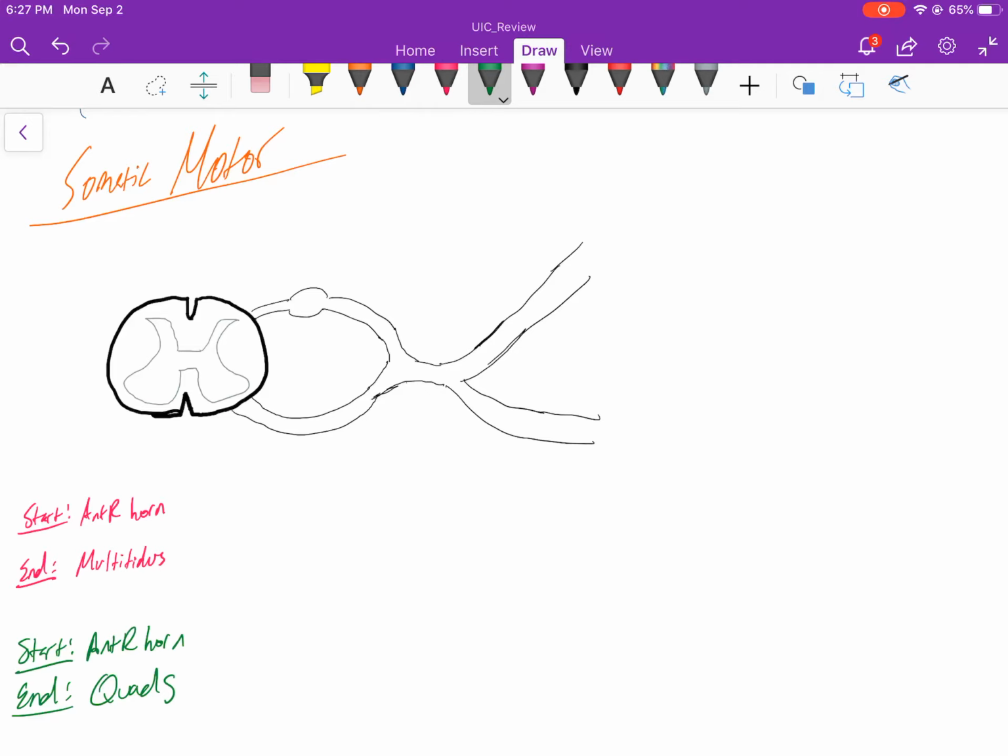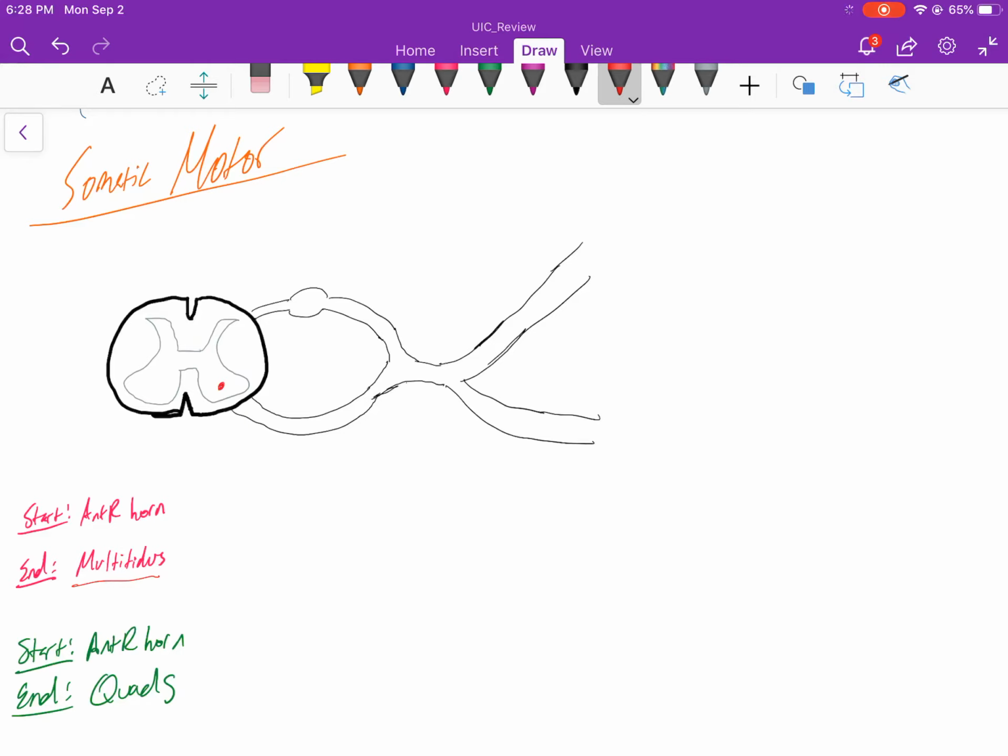let's start off with the somatic pathways, which there are two, motor and sensory. Let's start off with sensory, and let's say we want to innervate something that's in the deep back, which is specifically multifidus. Where are we going to start? We always start in the anterior horn.